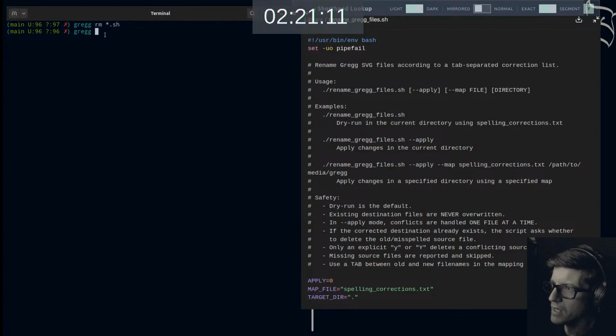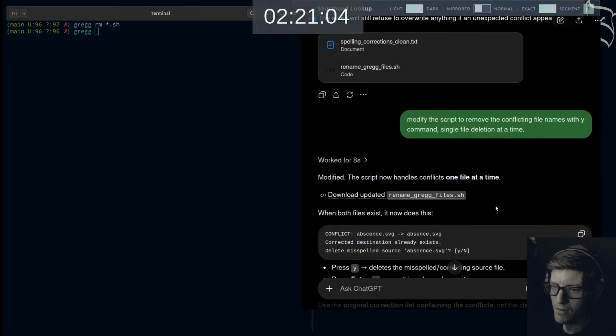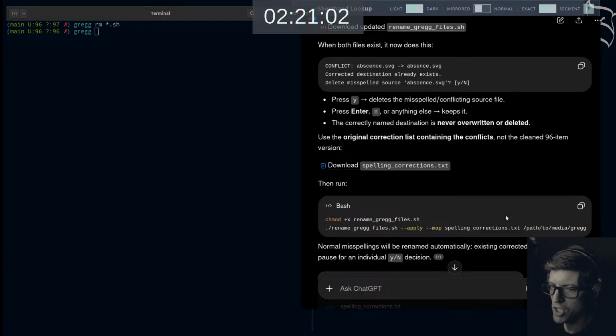And then once we're in Gregg, I'm going to modify the file name, right? So I'm going to make it executable, and of course that over here is chmod. So we go in here and we go chmod plus x, and we're going to go rename Gregg. Oh, if I can spell correctly myself: rename_Gregg_files.sh. Okay, so now it is executable.